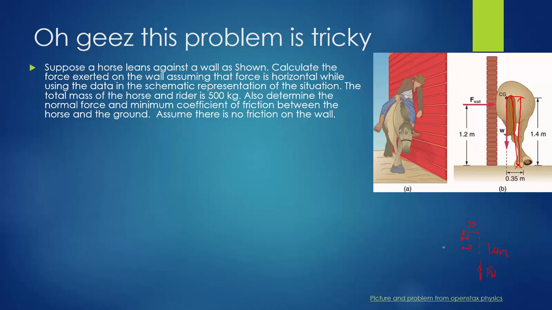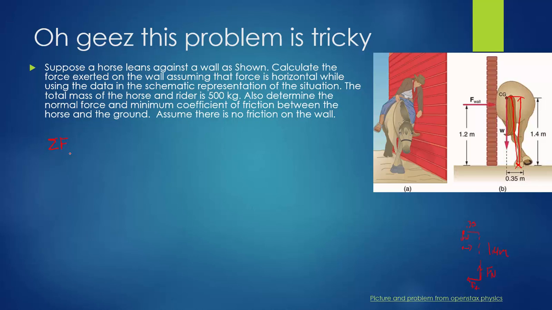It's being supported. The wall is pushing to the right on this thing, which means there must be a frictional force to the left to keep this thing balanced. So I have a whole bunch of forces. So let's go ahead and write the force and torque conditions for equilibrium. And I might end up drawing this picture again.